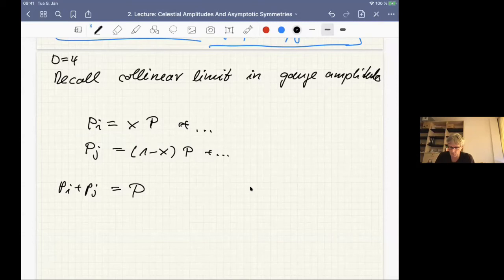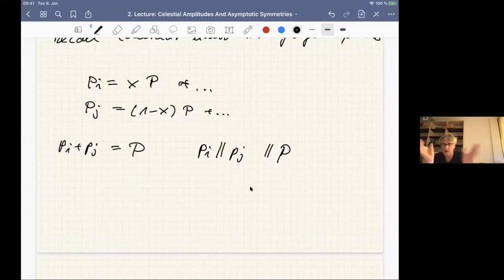In other words, pi becomes parallel to pj, but they are also parallel to this p. So what happens in the amplitude? When two particle momenta become parallel, you can't distinguish them anymore. It looks like they have merged into one. So you get a lower point amplitude.